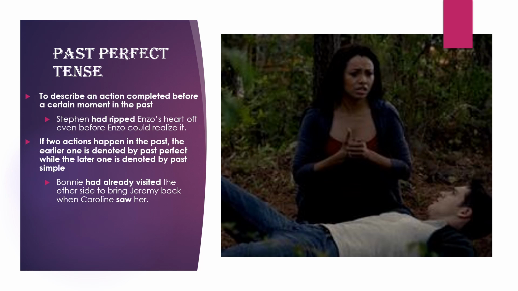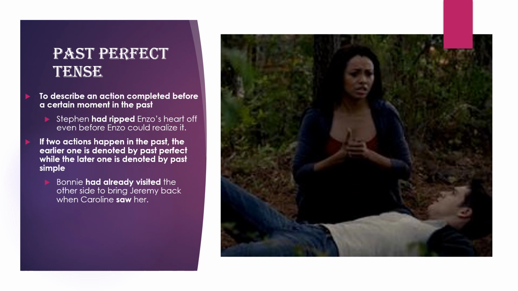So there is a character Stefan and then there is another character Enzo. Stefan ripped off Enzo's heart and it was done so quickly that Enzo could not even realize that Stefan was going to do that. So here, Stefan had ripped Enzo's heart off. Had is the past element, ripped the third form of the verb. So it is suggesting that there is a certain action that got completed before a certain time in the past, and now we are talking about that action that is already over.